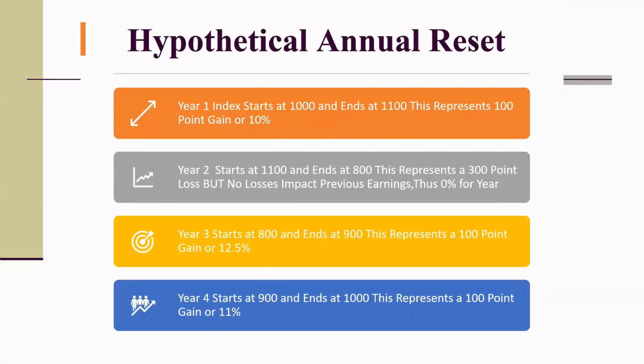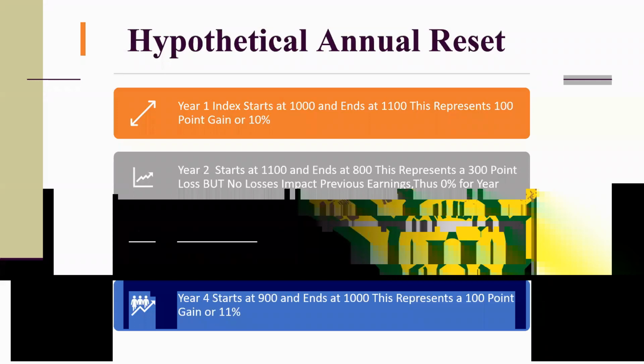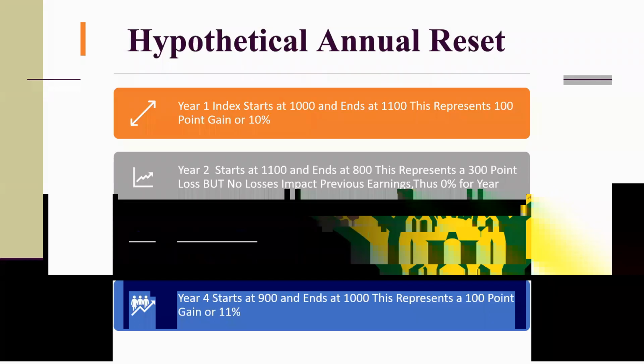Now, what I'd like to do in finishing our discussion of annuities for income is to look finally at one additional feature, which is known as the annual reset or ratcheting feature with a lot of annuity contracts. And we're going to look at a hypothetical example to show you how it could work in your favor over time.